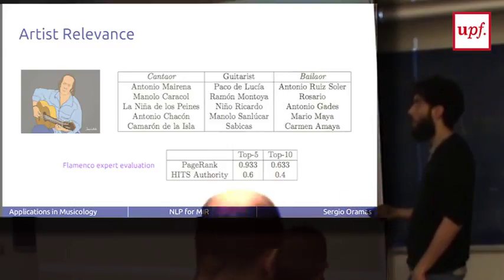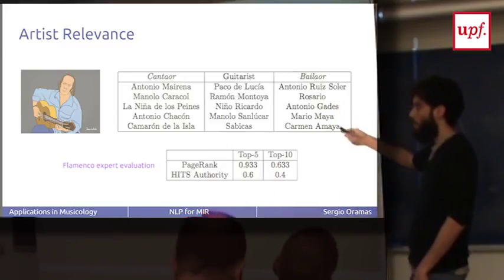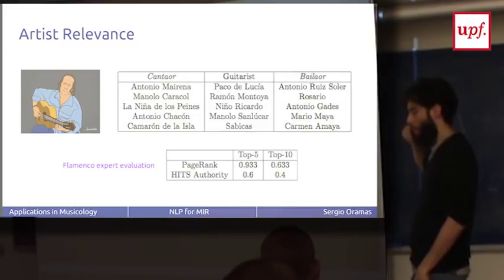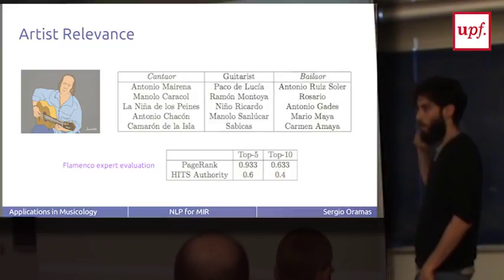And you can get the entity relevance. You can get artists or other entities. We did also, in another dictionary, and got the relevance of schools of music and conservatories in the world. And you can get the relevance of any entity.